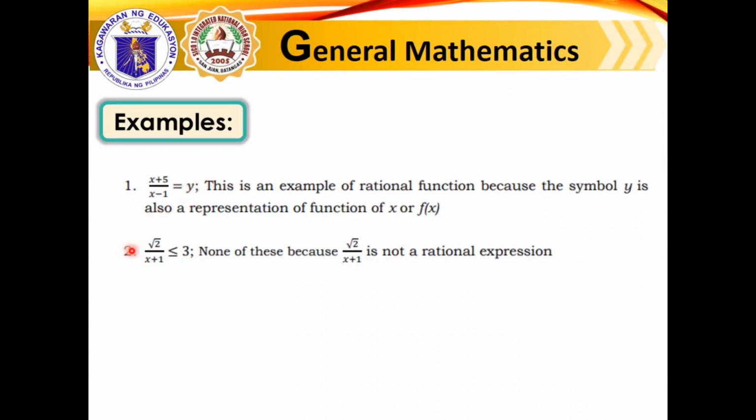Example number 2: square root of 2 all over x plus 1 is less than or equal to 3. None of these applies, because square root of 2 over x plus 1 is not a rational expression. A rational equation, inequality, and function should be free from radicals. Square root is a radical. So it is not a rational equation, not a rational inequality, and not a rational function.